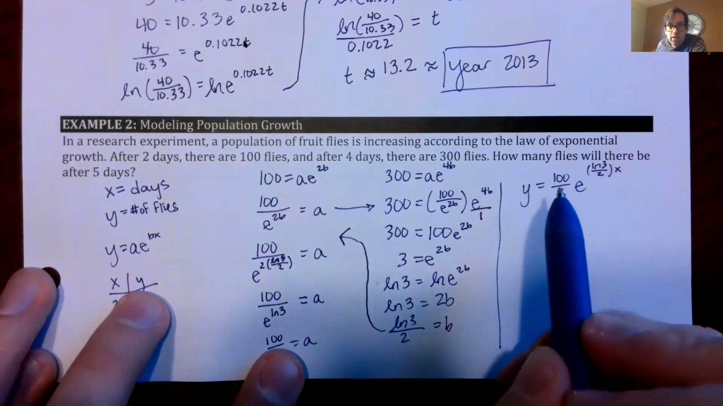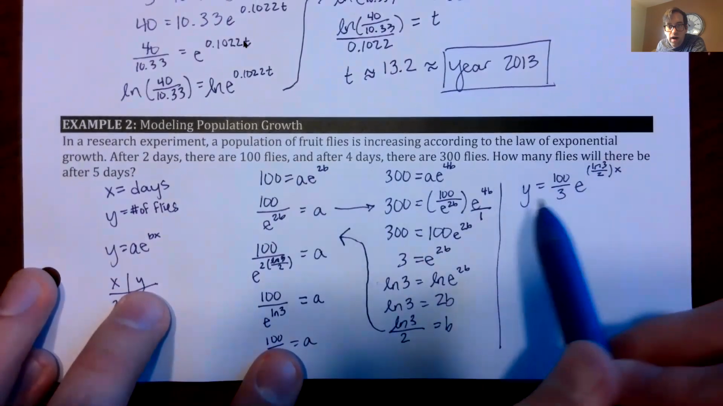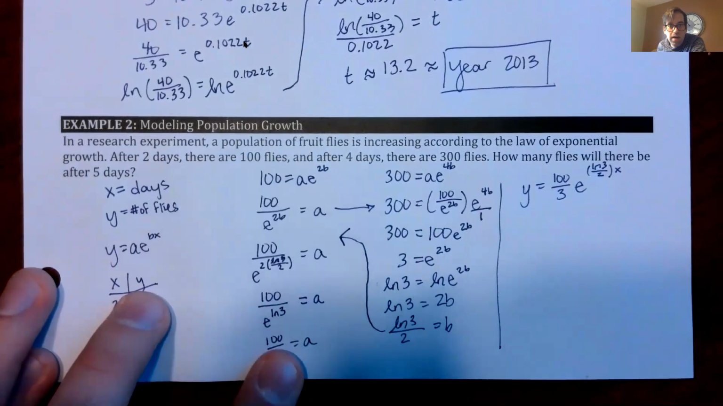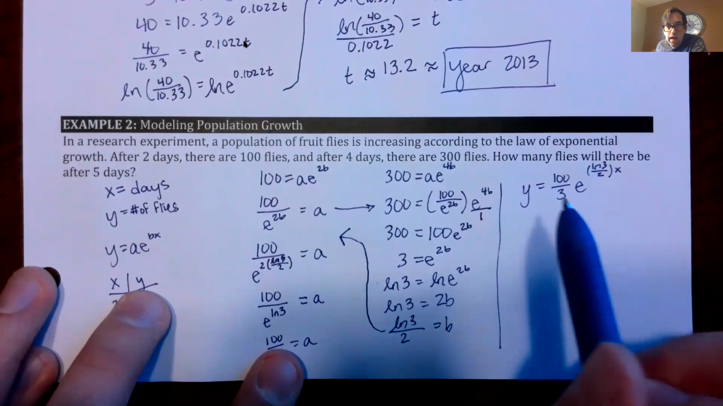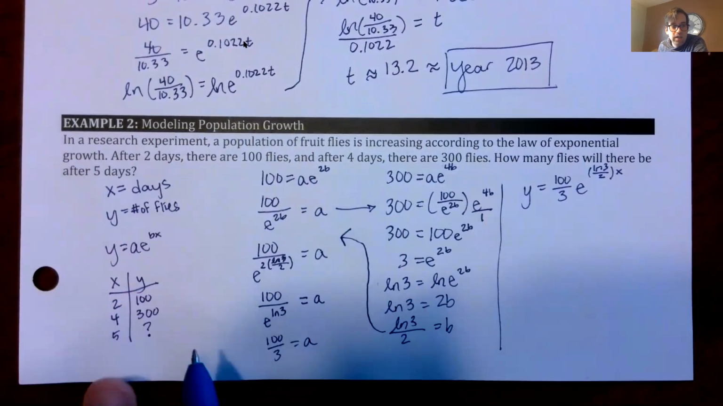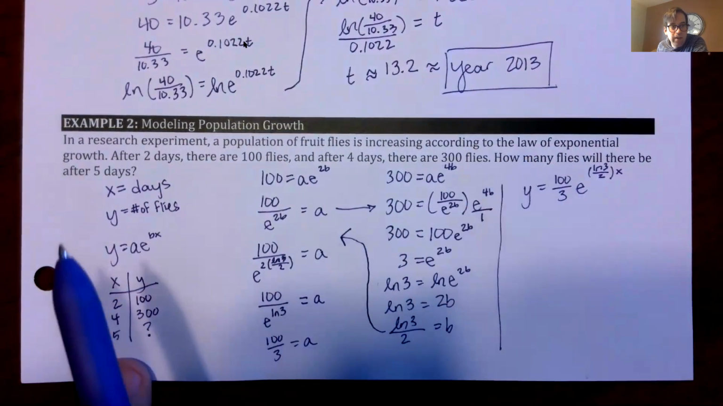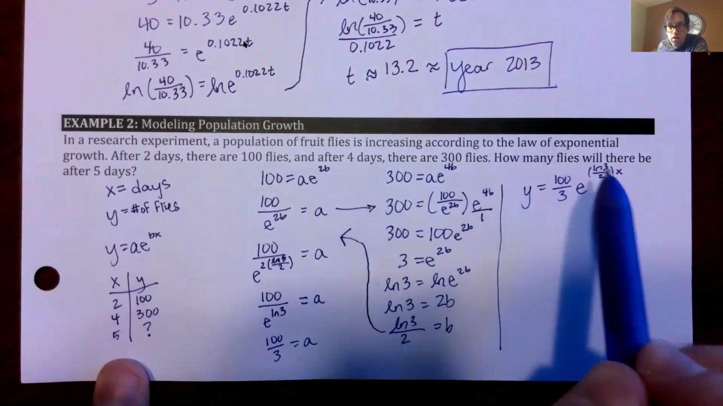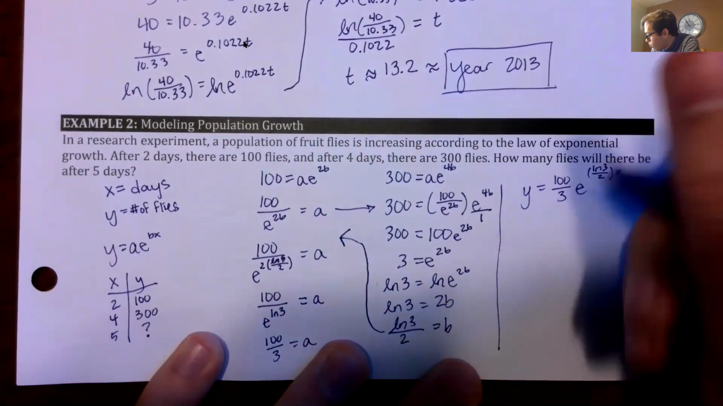Okay, so that's our model for this situation. We could graph this and you would see it's an exponential growth to show the population over time, because the more flies there are, the faster they'll reproduce. And the last question is, how many flies will there be after 5 days? So 5 is an x value. We're going to plug that in for x and see what we get for y in our new model.